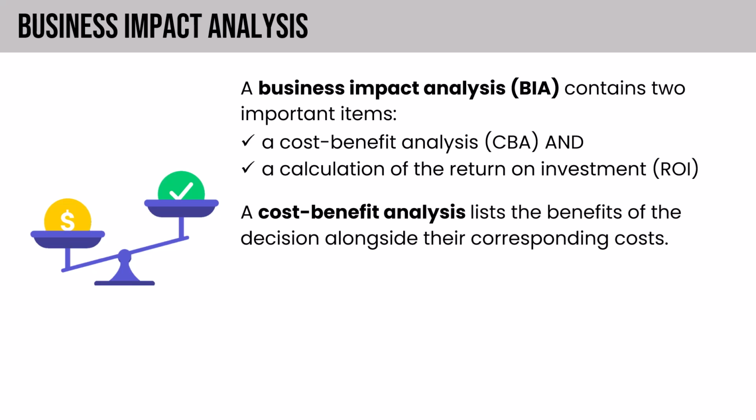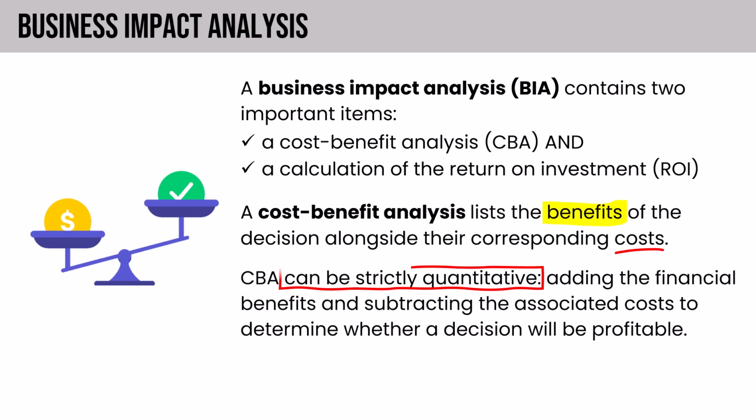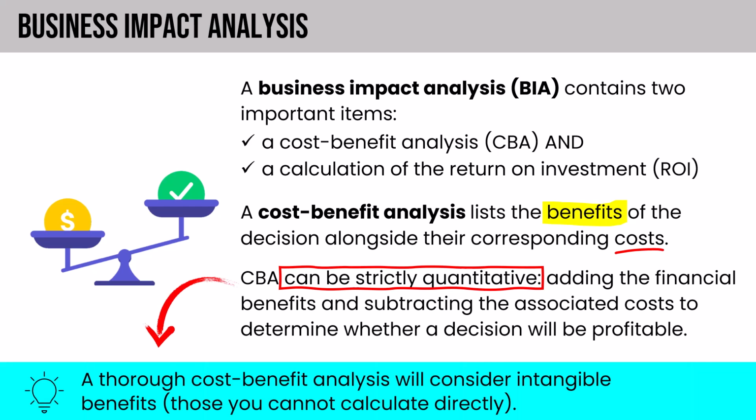The cost-benefit analysis lists the benefits of the decision alongside their corresponding costs. Now, that CBA can be strictly quantitative, adding the financial benefits and subtracting the cost to determine whether a decision will be profitable. A thorough cost-benefit analysis will also consider intangible benefits, those you cannot calculate directly.